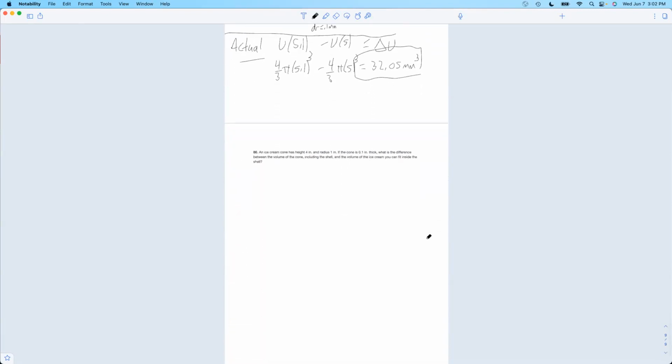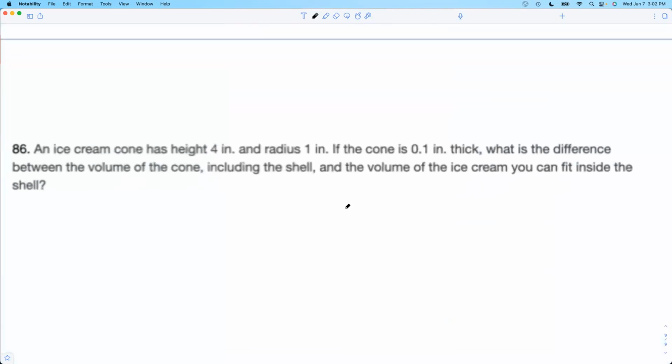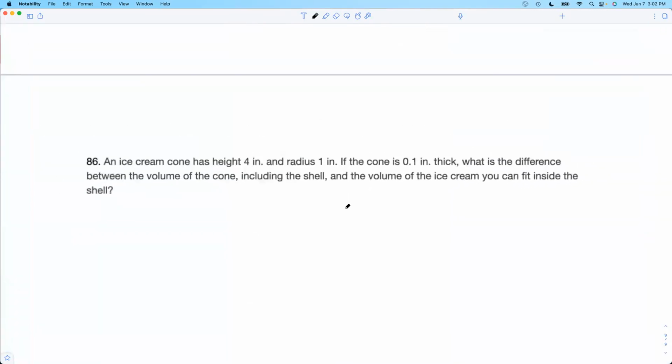Okay, here's another one. I think this will be the last example we'll do. Again, we'll do it both ways. We'll find the actual and we'll use differentials to approximate it. So you should pause and read this. We've got a cone with a height and a radius, but there's a little bit of wiggle room in the cone. In fact, this is just the thickness of the cone. I want to approximate that change in volume caused by the cone. So really what we're doing here is approximating the volume of the cone itself.